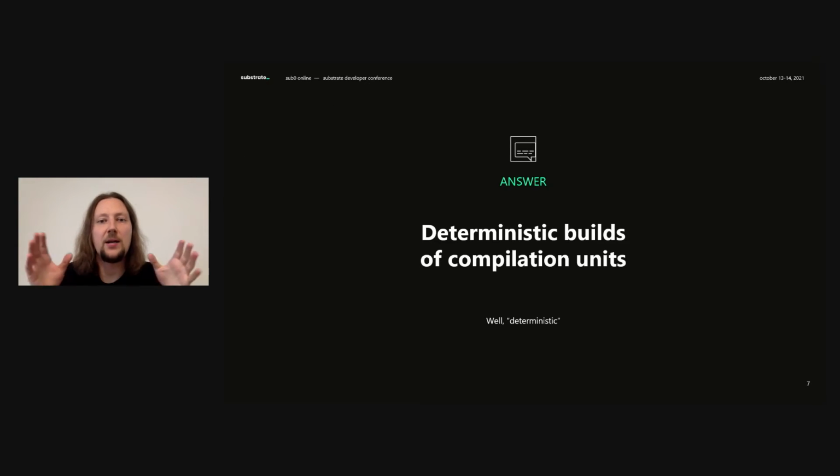And the main answer we had to give is that unfortunately we cannot have fully deterministic builds of our compilation units, of our crates, of our dependencies, and so on in the Rust dependency tree. We cannot have that because Rust relies a lot on the C libraries. It is really hard to make C libraries build deterministically in a Rust compilation and linking context. But we can sort of work around that, and this is why I call them deterministic with quotation marks.